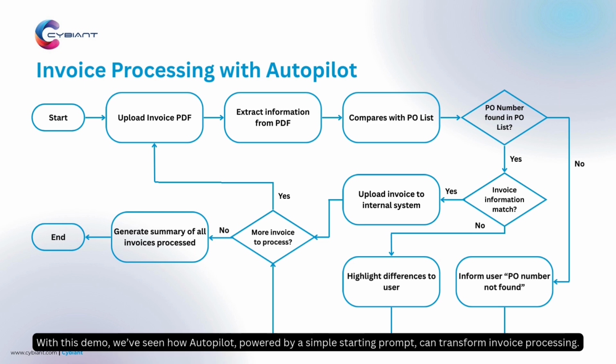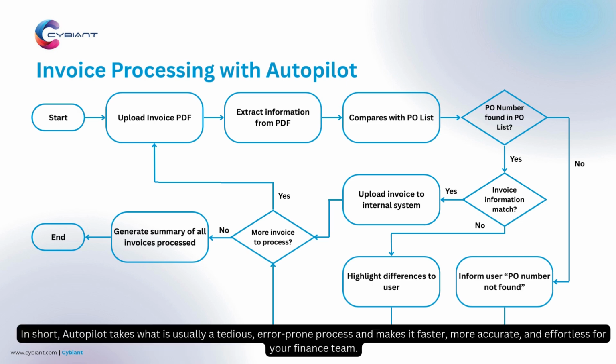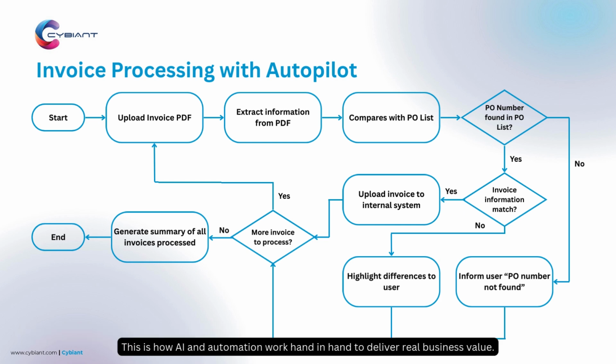With this demo, we've seen how Autopilot, powered by a simple starting prompt, can transform invoice processing. Users only upload invoices. Autopilot extracts, validates, and compares against the PO list. It either runs the automation, flags mismatches, or reports missing POs. And finally, it provides a ready-to-use summary table for reporting. In short, Autopilot takes what is usually a tedious, error-prone process and makes it faster, more accurate, and effortless for your finance team. This is how AI and automation work hand in hand to deliver real business value.